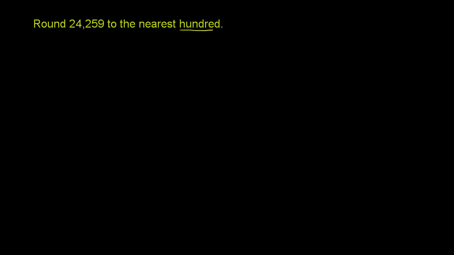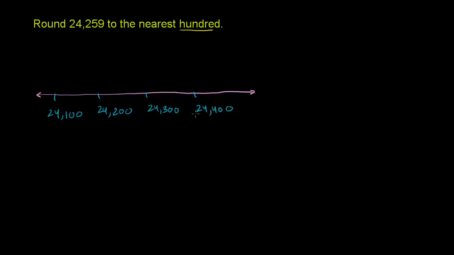So what I'm going to do is draw a number line, and I'm just going to mark off the hundreds on it. Maybe we have 24,000, then 24,100, then 24,200, then 24,300, and 24,400. I think you see what I mean when I'm only marking off the hundreds. I'm going up by increments of 100.